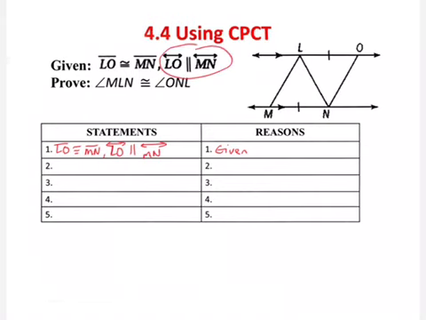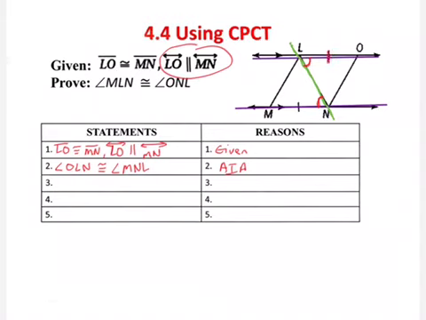Anytime we see parallel lines, we should start to think about alternate interior angles. So if LO is one line, MN is the other, if we go ahead and treat LN as our transversal, we should be able to recognize that we have congruent angles here and here that are alternate interior angles. So I can say in the second step that angle OLN is congruent to angle MNL by AIA, or alternate interior angles.